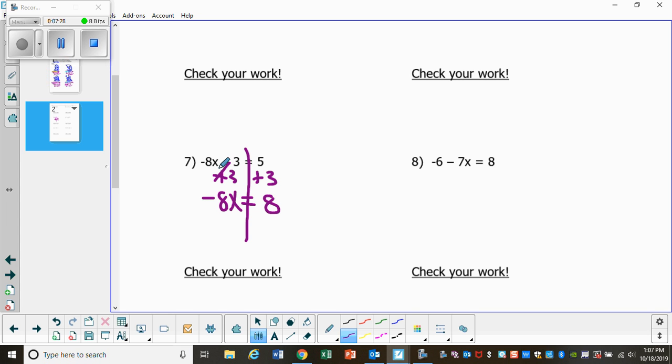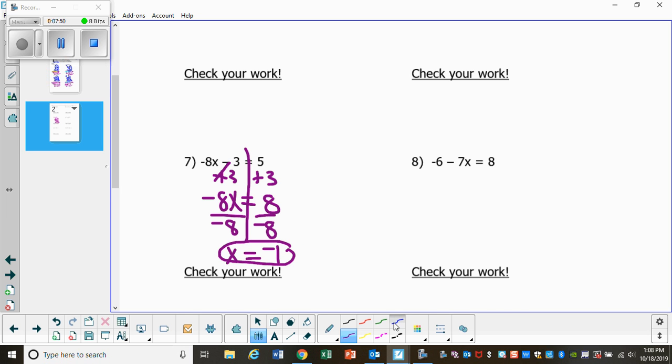And I brought down the negative 8x term. Now the equation reads negative 8 times x equals 8. So since it's multiplication, you want to do the opposite. The opposite of multiplying is dividing. So we're going to divide each side by negative 8. And x is 8 divided by negative 8, negative 1.